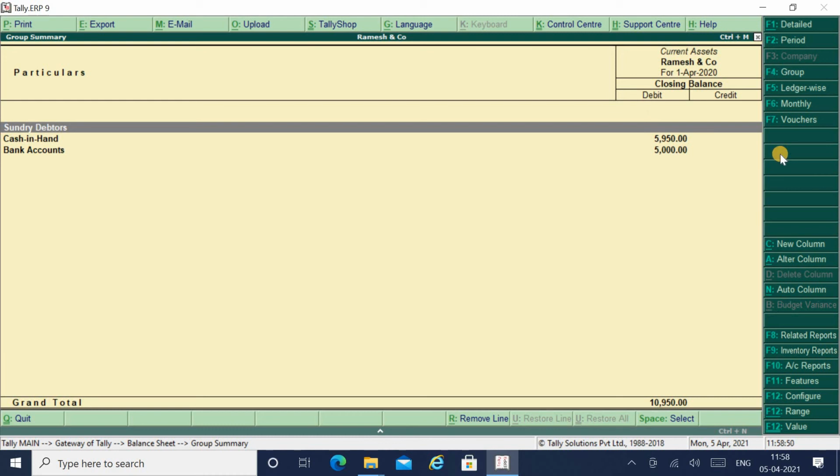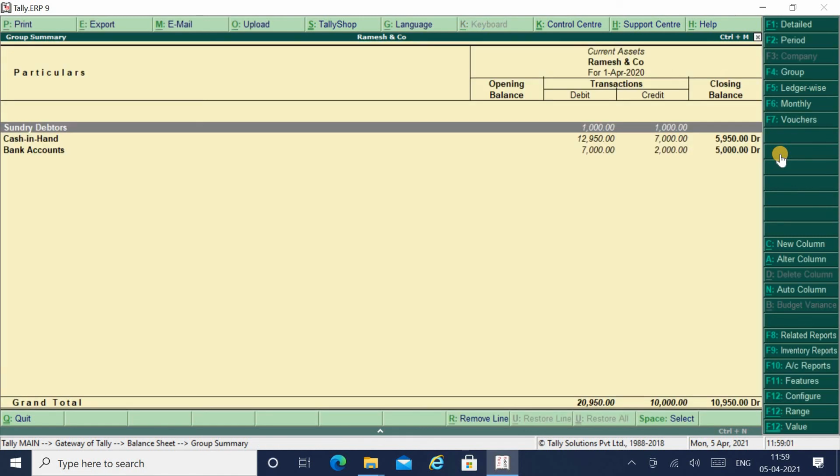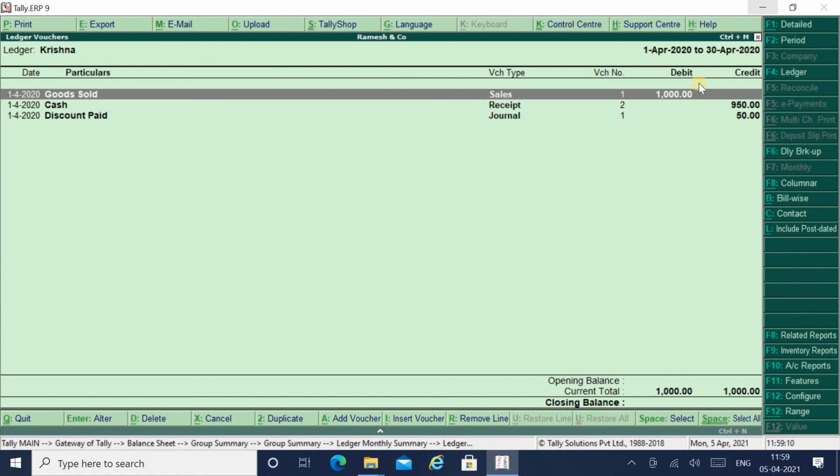How will you cross verify? Press F12. What I have done, I have pressed F12. Show opening balance, yes. Show transaction, yes. And just accept it. Now here you can see the sundry debtors balance amount. Krishna 1000 goods sold, 950 was the amount which we received and 50 was the discount paid. And in this way the account balance of Krishna is getting nil.